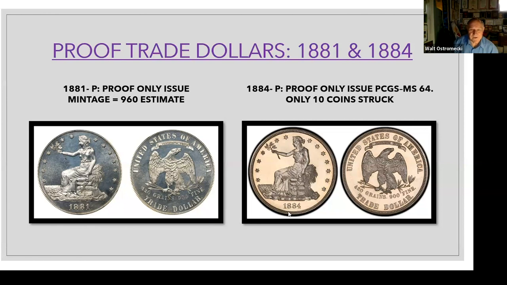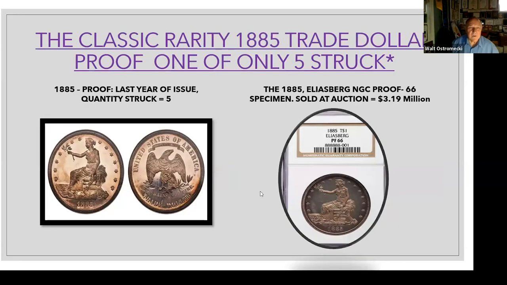81, look at the locations, the size. So we know there were different dies. It looks like there was only one die made of this one. So this 84 is in the same order as the 1913 Liberty Nickel. But look at the difference in the size. And then, of course, the classic rarity of the trade dollars, of which only five were struck.